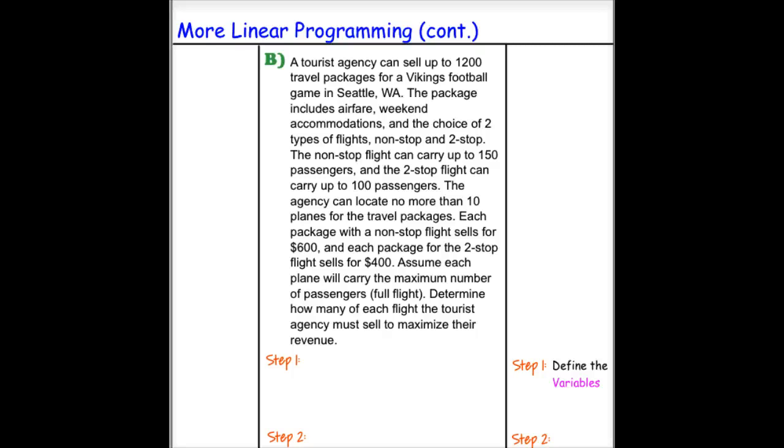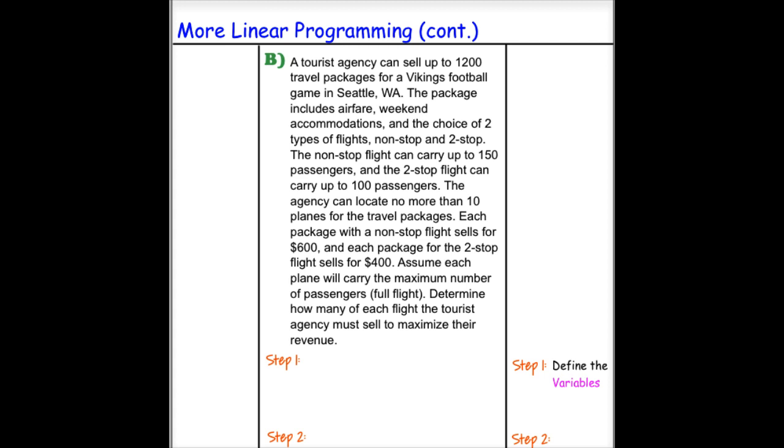The package includes airfare, weekend accommodations, and the choice of 2 types of flights, a non-stop flight or a 2-stop flight. The non-stop flight can carry up to 150 passengers, and the 2-stop flight can carry up to 100 passengers. The agency can locate no more than 10 planes for the travel packages total. Each package with a non-stop flight sells for $600, and each package with the 2-stop flight sells for $400. We want to assume each plane will carry the maximum number of passengers, in other words, it will be a full flight. And we need to determine how many of each flight the tourist agency must sell to maximize their revenue.